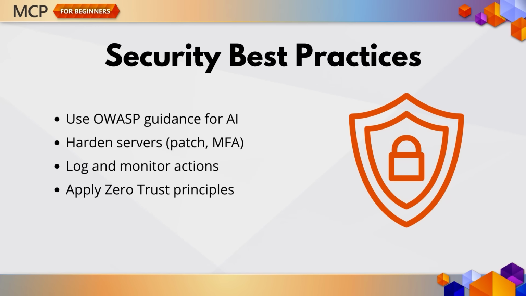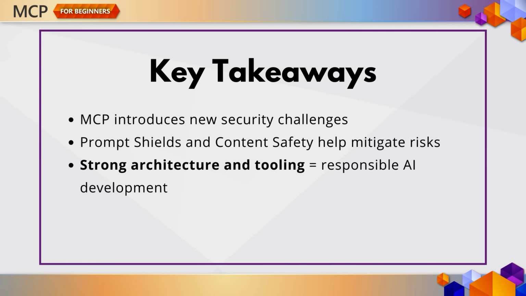Here are a few essentials to include. Follow secure coding practices. Think OWASP Top 10 and OWASP for LLMs. Harden your servers. Use multi-factor authentication and patch regularly. Enable logging and monitoring. And design with zero trust architecture in mind. So to recap, MCP introduces new and unique security risks, but most of them can be addressed with the right controls and a strong security posture. And tools like Prompt Shields, Azure Content Safety, and GitHub Advanced Security help make it easier to build responsibly.